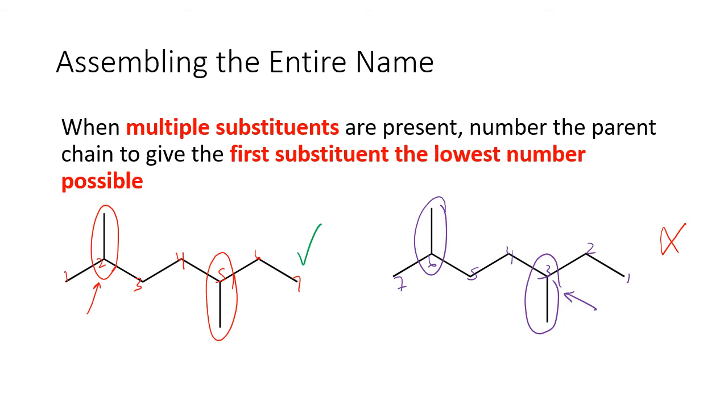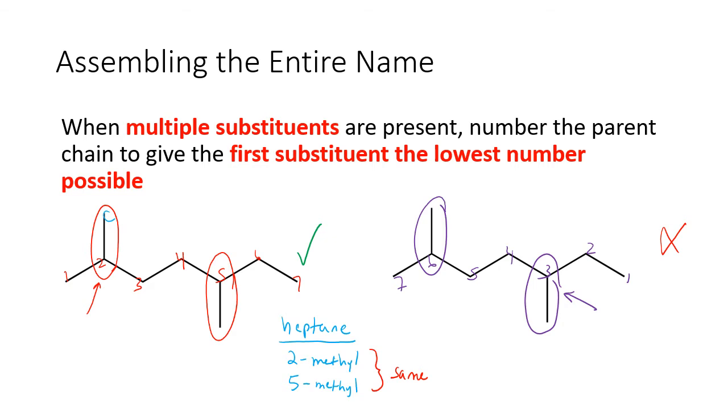So we have 7 carbons. This is heptane, and we have a 2-methyl because that's a single carbon group there. We also have a 5-methyl. So now when you have two substituents that are the same, such as both of those being methyl groups, we can actually combine them.